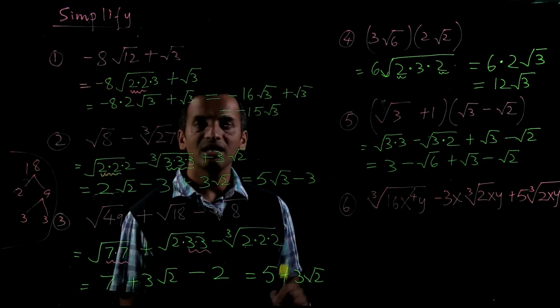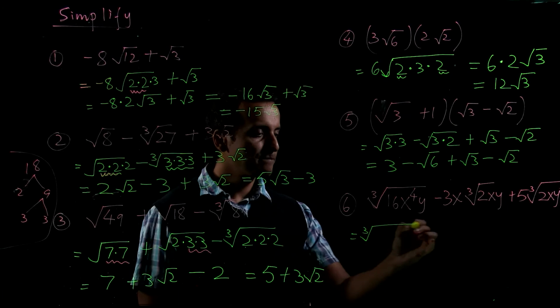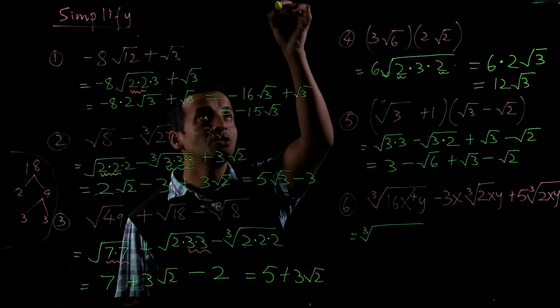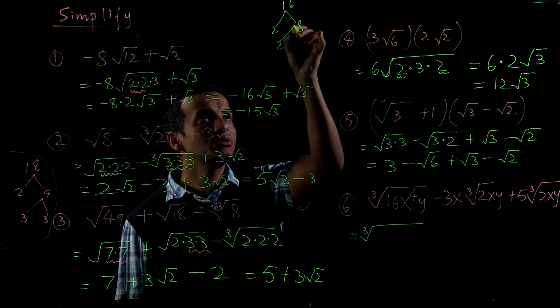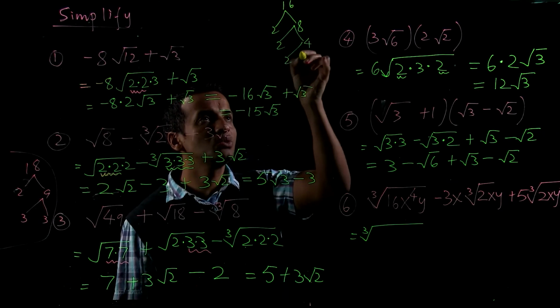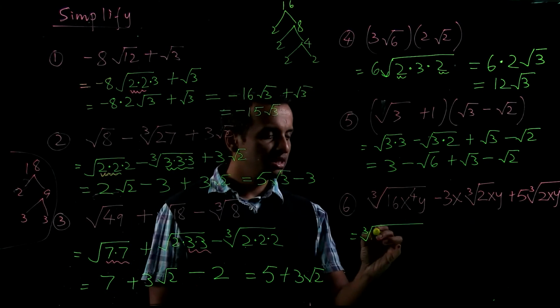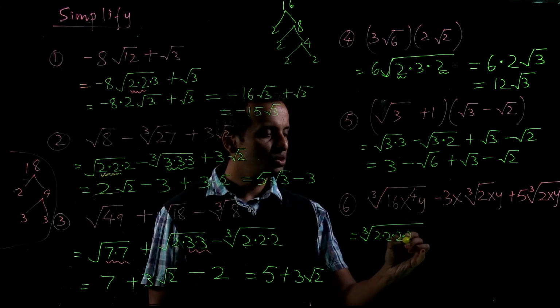Okay, now let's see the last example. So there is a cube root. So what are the factors of 16? Okay, let me show you that. 16 is 2 times 8, and 8 is 2 times 4, and then 4 is 2 times 2. It is 2 times 2 times 2 times 2.